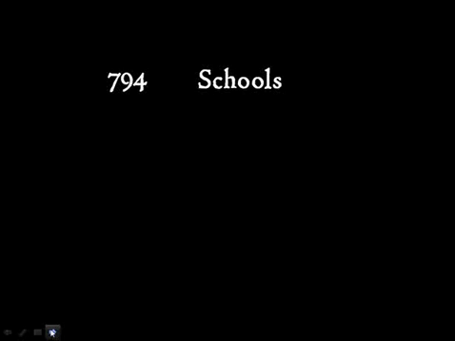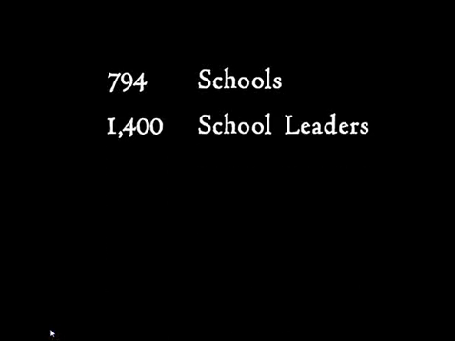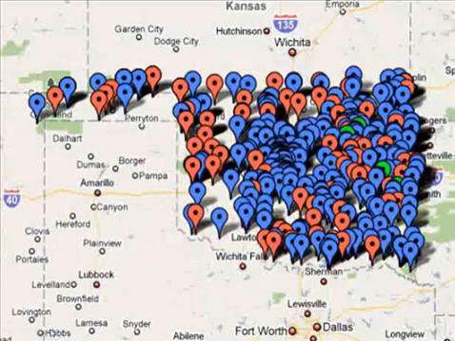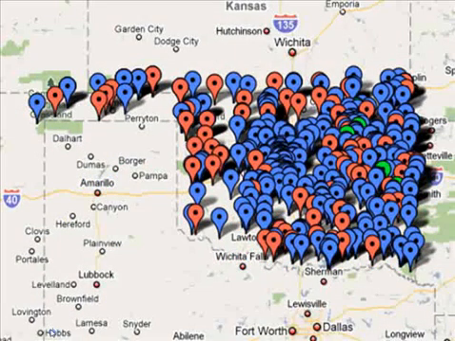Over about a decade, they worked with 794 schools, 1,400 school leaders, 9,000 teachers, had some contact with over 100,000 students, and essentially were working with 96% of districts. That might be easier to imagine when you look at it like that. In the school, the blue dots are the schools and the red dots are the districts.